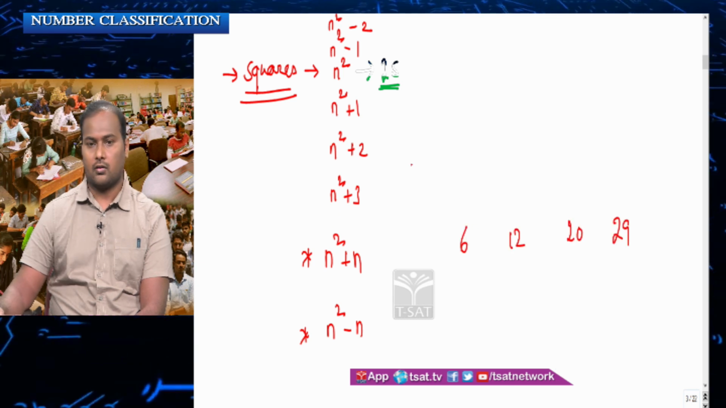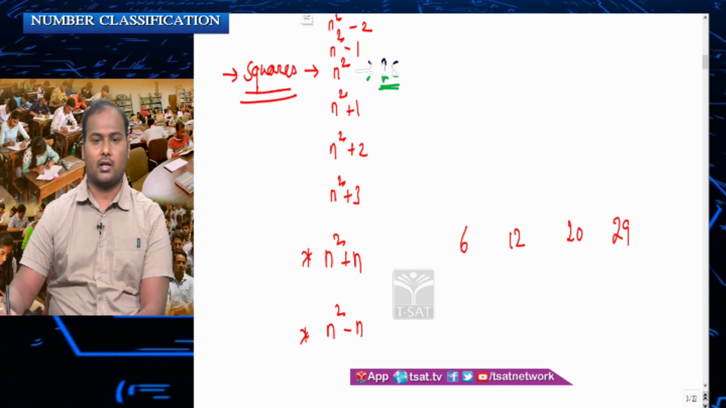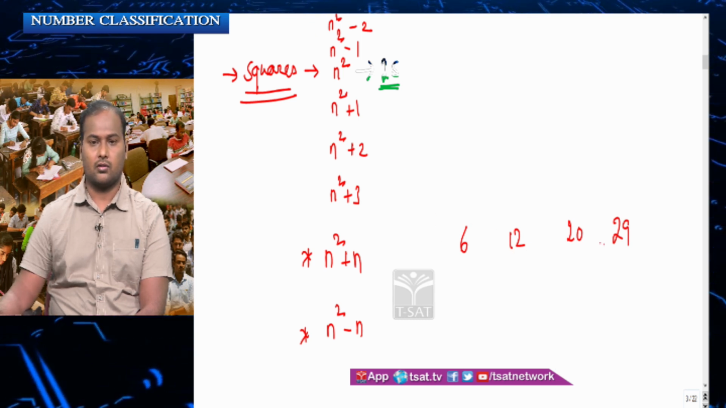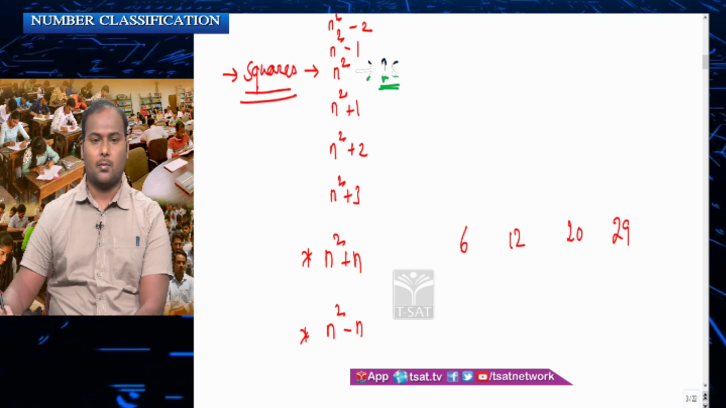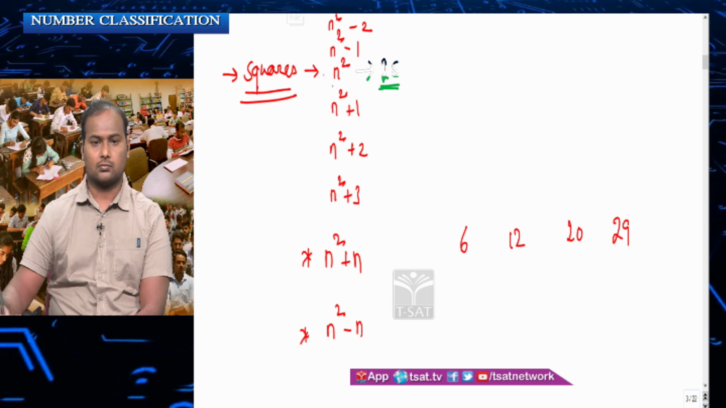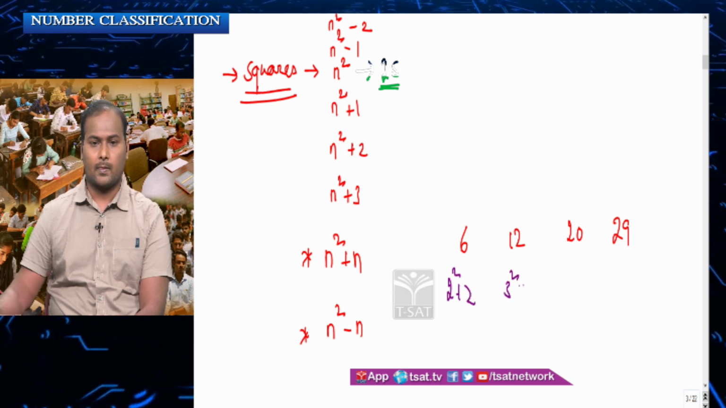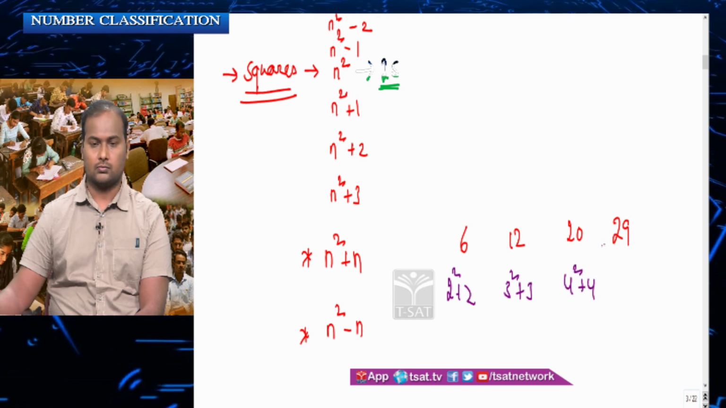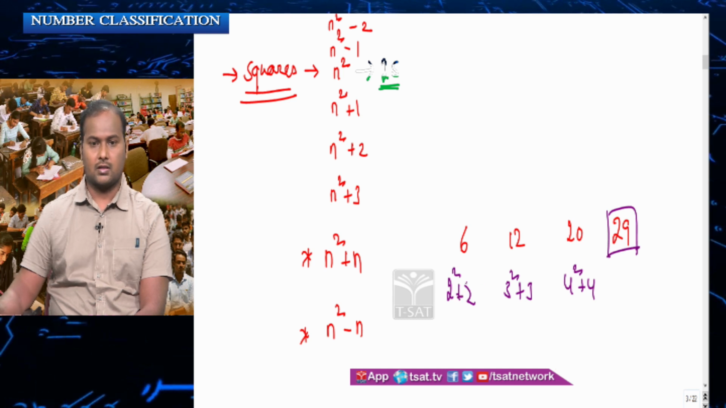For example, remember these are the numbers that are given. Generally, you can't pick the answer like this: 6 has only one digit, here 2 digits, here 2 digits, here 2 digits. Don't do it like this. You have to observe the pattern that is given here. If you see this one, 2 square plus 2, 3 square plus 3, 4 square plus 4. So this one is not in the format of n square plus n.